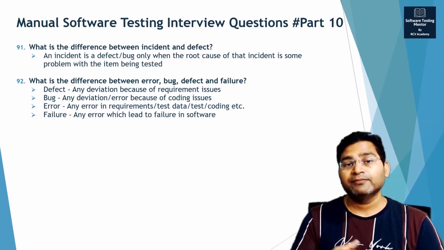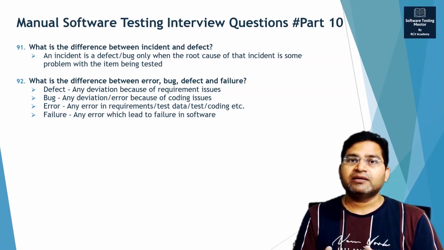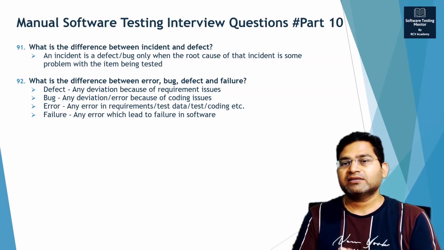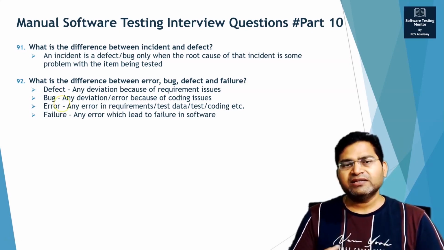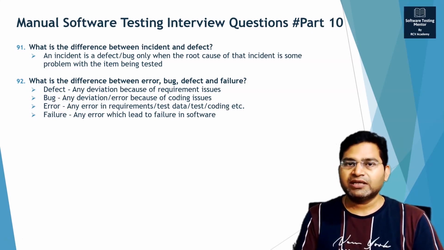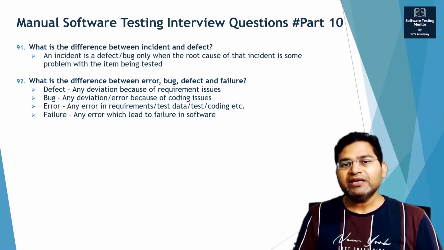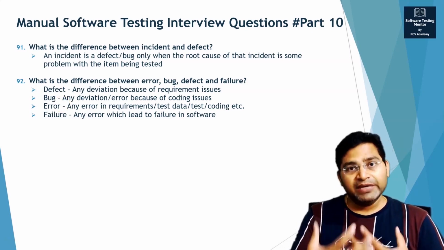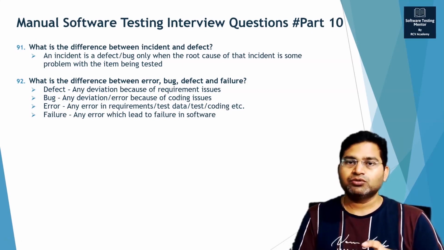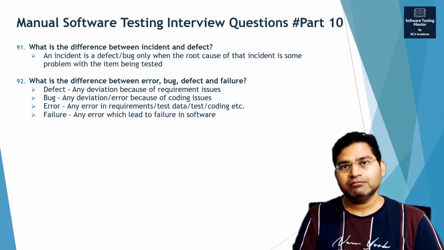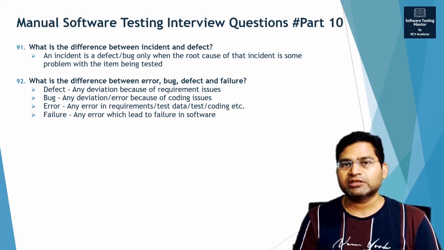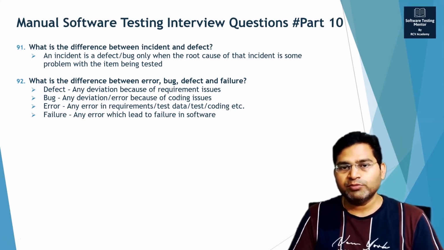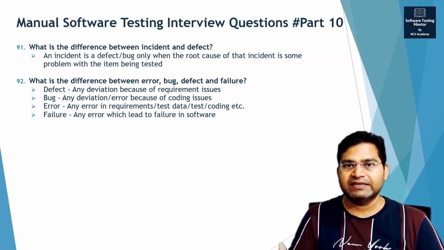When we say error, an error is any mistake in requirement, test data, test, coding, any human error that has been made and that can be rectified. So that is basically what the error is. Now what is failure? An error can be made into the requirement, into the design, into the coding, right? All these software applications are built by humans, and humans can make errors. Everyone is a human being, so you can make an error at any time.